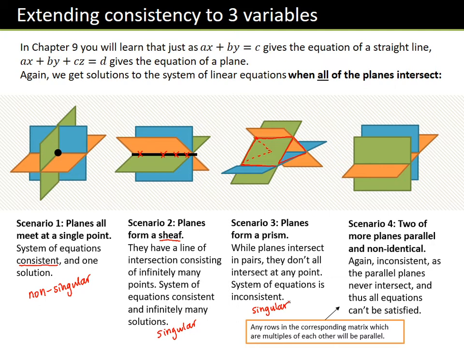The last, well, not the last scenario, there's one more scenario on the next page as well. This says that two or more planes are parallel and non-identical. So here, we've got two of them that are parallel to each other. They obviously can't intersect. If they're parallel, they're not going to be able to intersect. How do you think you would be able to tell if two planes are parallel?